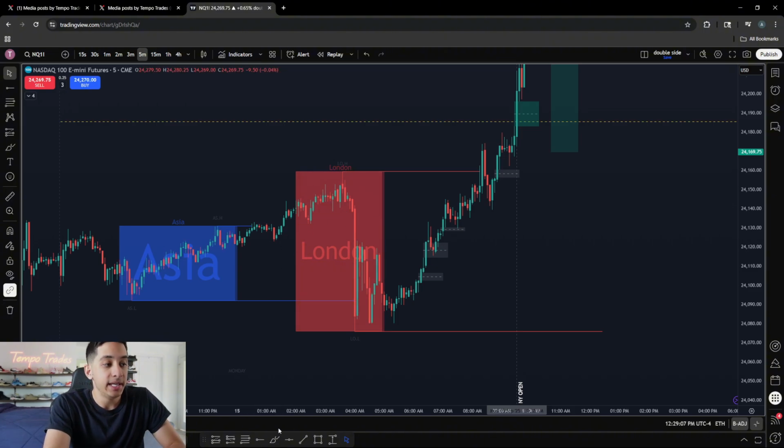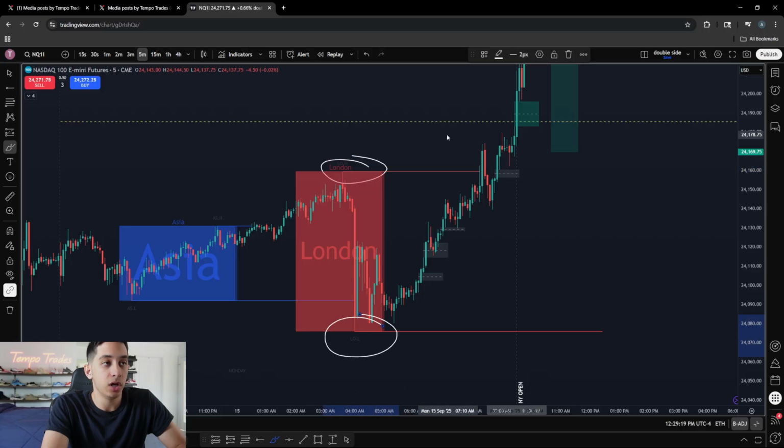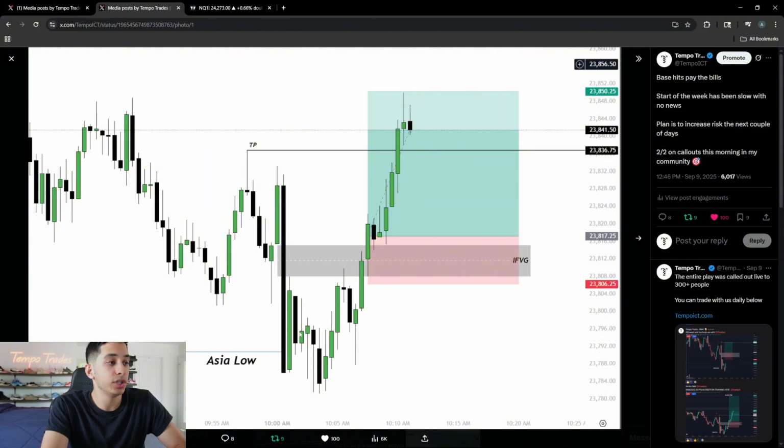Now, again, in those sessions, specifically not really in America, but overseas where people trade in different time zones, you're going to see a lot of their liquidity engineered here. And again, you mark out the high, you mark out the low, and you pretty much just wait for the New York window, and you can get really good trades off of that.